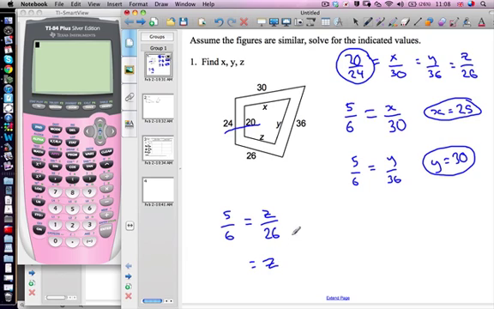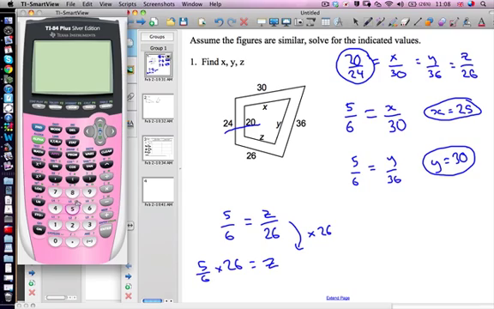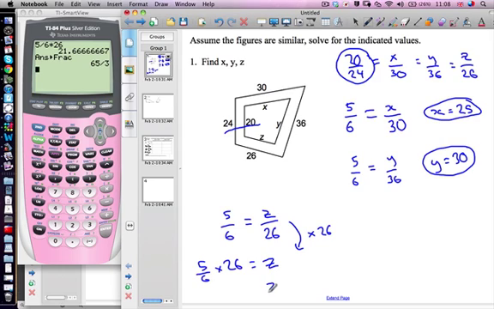And the way I'm going to do that, I've multiplied this side by 26. So I'll do the same over here. 5 over 6 times 26. And let's do it here. 5 over 6, 6 times 26. Enter. And I can get my calculator to put that as a fraction. There we go. So it's, z, let's write on here, z equals 65 over 3.